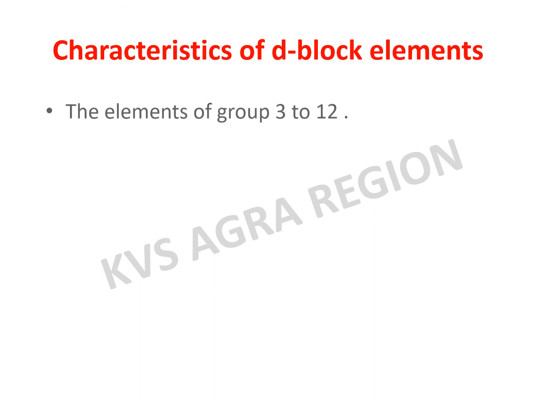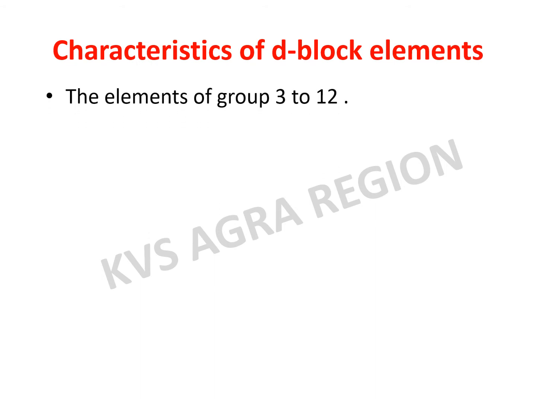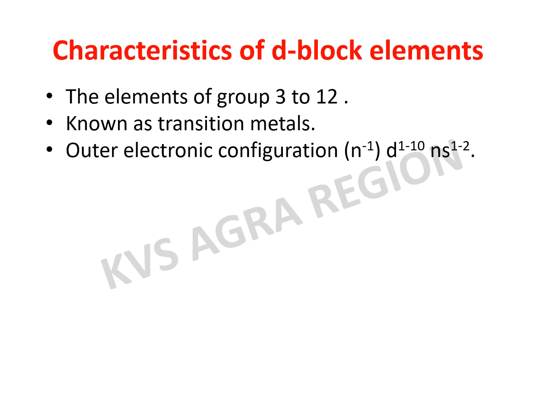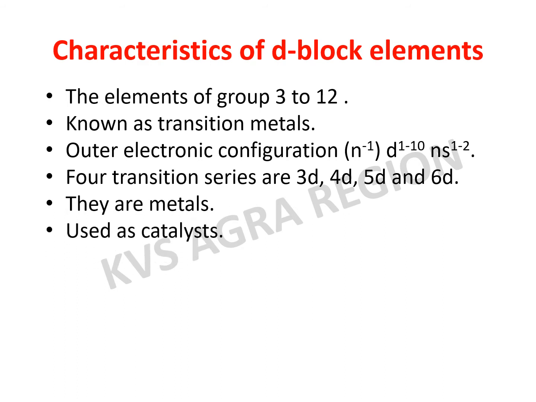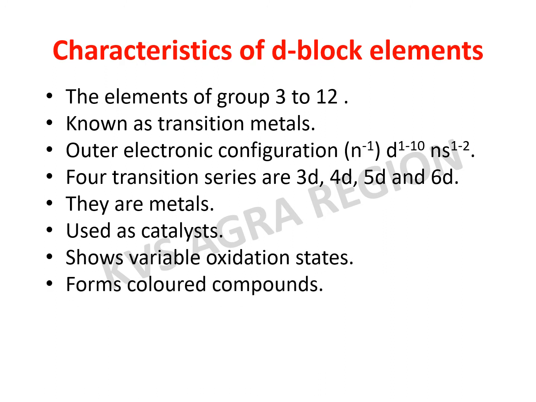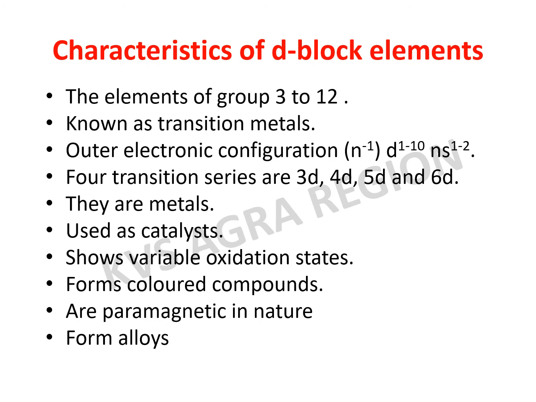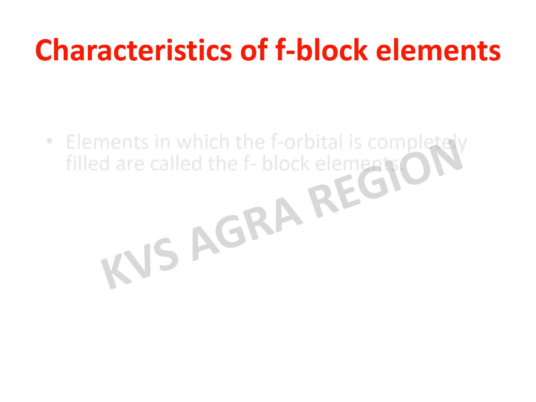Characteristics of d block elements. Elements of group 3 to 12 are included in d block elements, known as transition metals. Outer electronic configuration (n-1)d1 to 10 ns1-2. The 4 transition series are 3d, 4d, 5d and 6d. They are metals used as catalysts, show variable oxidation states, form colored compounds, are paramagnetic in nature, and form alloys.